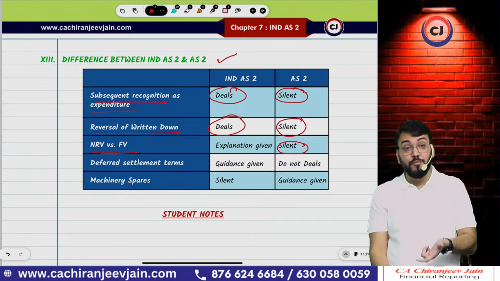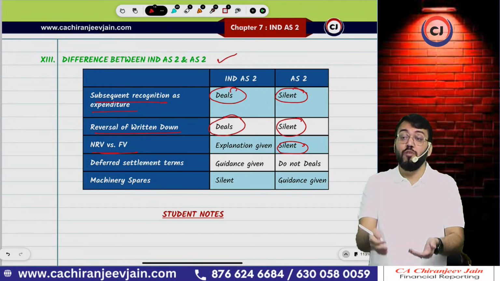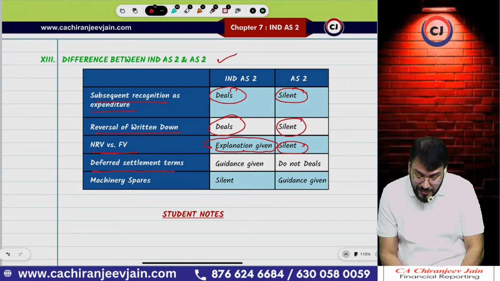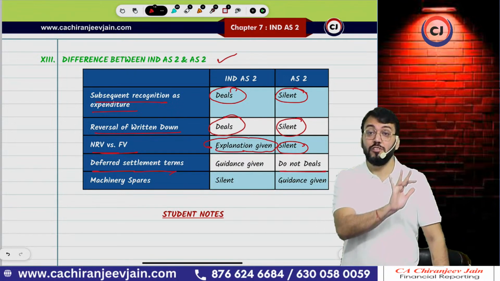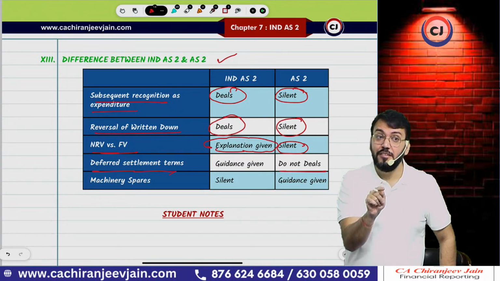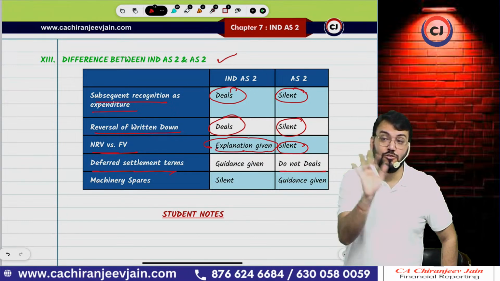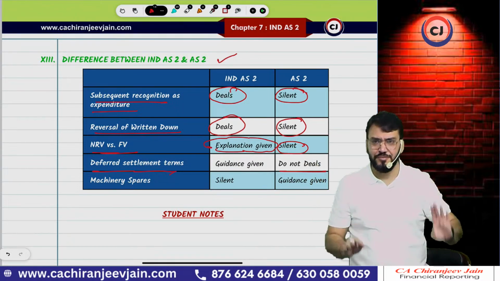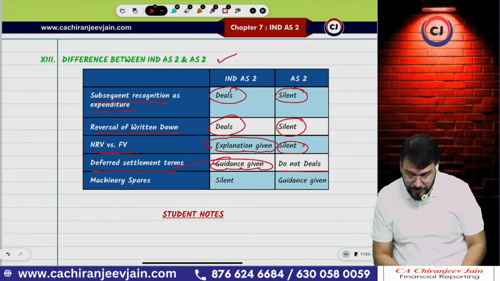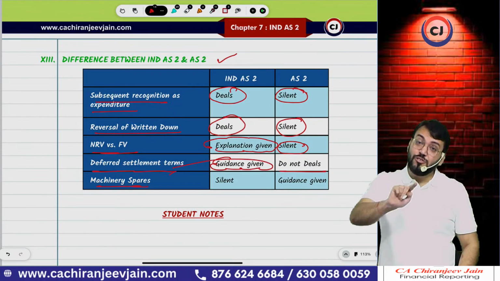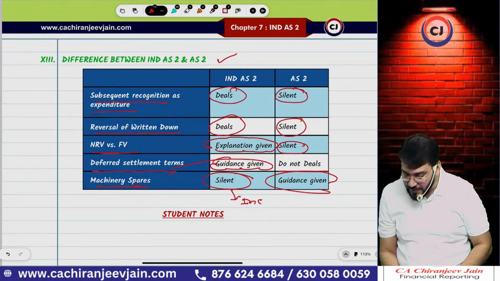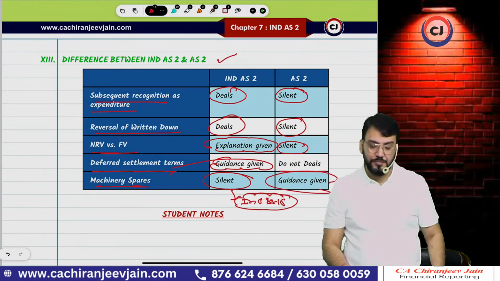And on net realisable value versus fair value, AS 2 is totally silent. Means AS 2 also has used the term fair value, but it has not explained what fair value actually means. But that explanation is given under Ind AS. Deferred settlement terms, AS 2 does not deal. I have not written silent; I have written AS 2 does not deal, so there is no such concept. Means we recognize at whatever invoice price is given, including interest. But here we do segregate. Machinery spares: Ind AS 2 has given guidance, but AS 2 is silent, because that guidance is given where? The same guidance is given under Ind AS 16. Got this point? Over.